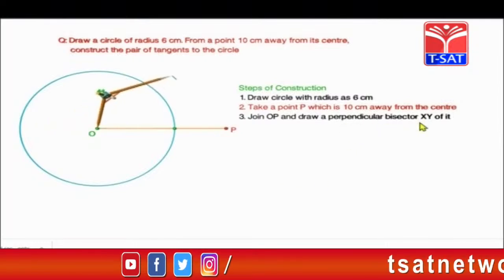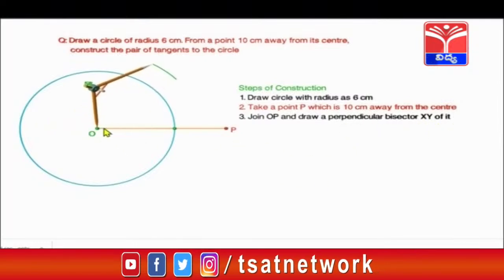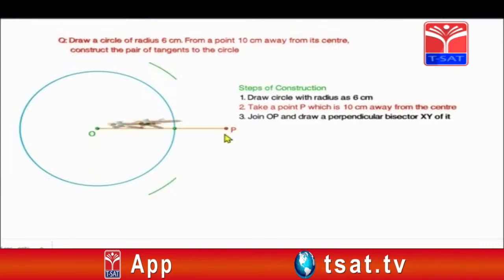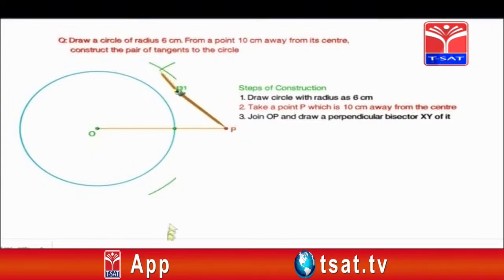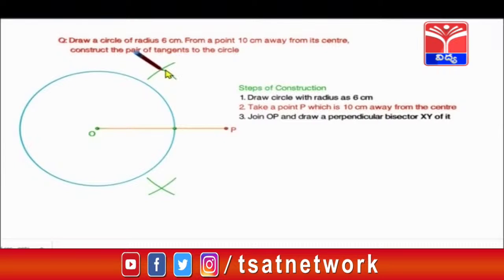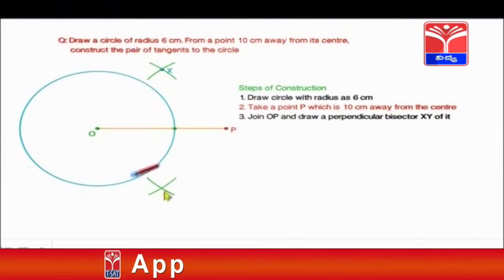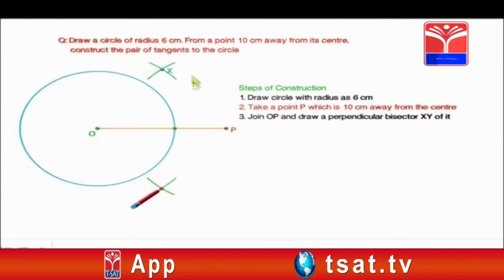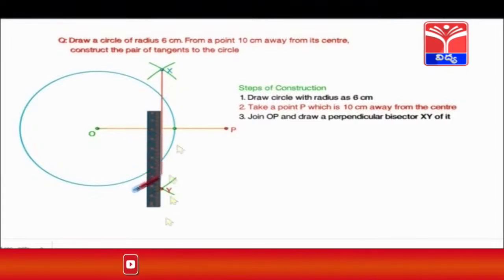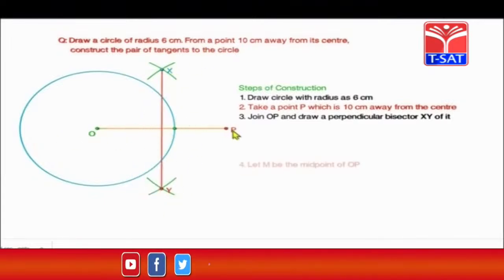Now draw the perpendicular bisector XY of it. So how to draw the perpendicular bisector? You know that. From O, with more than half radius, draw arcs up and down. Now from P, cut the previous arcs. The radius should be the same. The joining points, consider them as X and Y. So this point is X and this point is Y. If I join these two, X and Y, so this XY is the perpendicular bisector of OP.